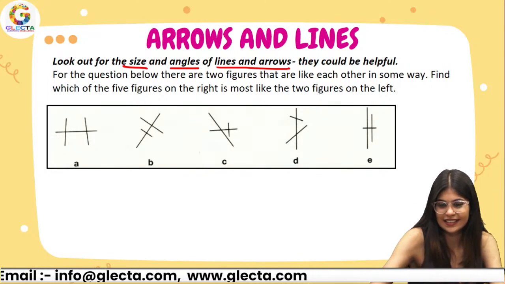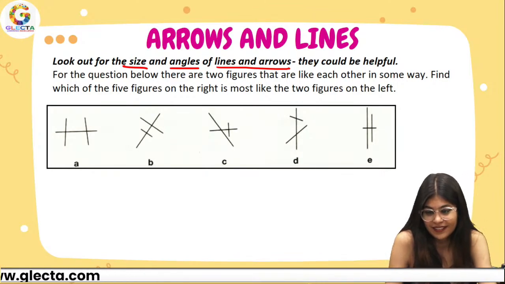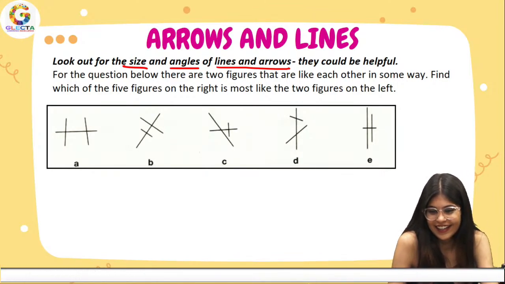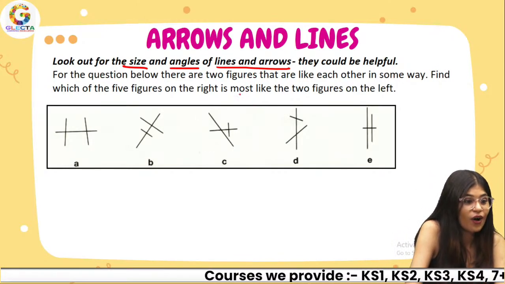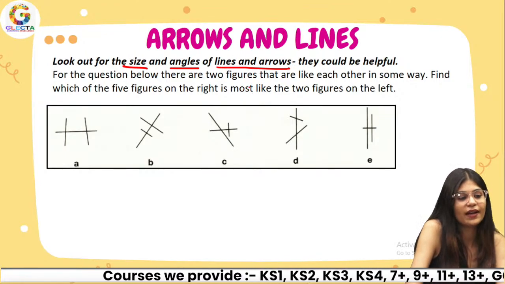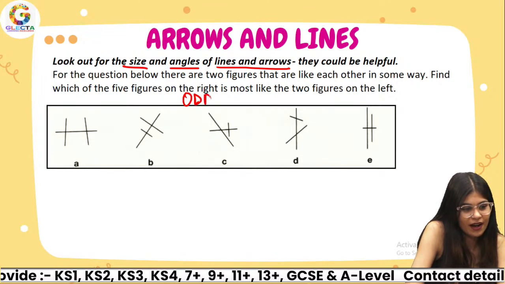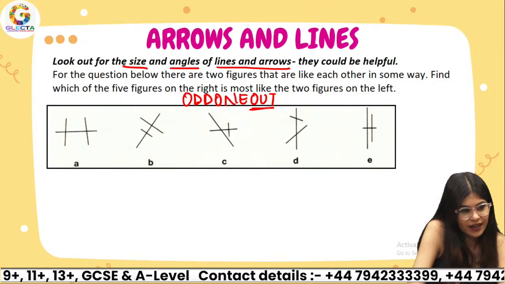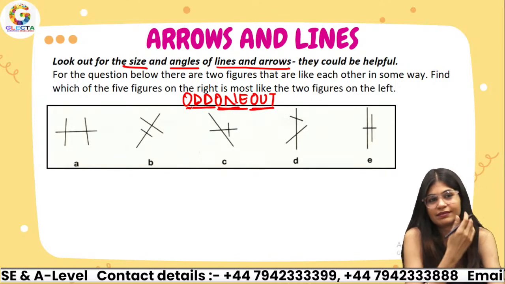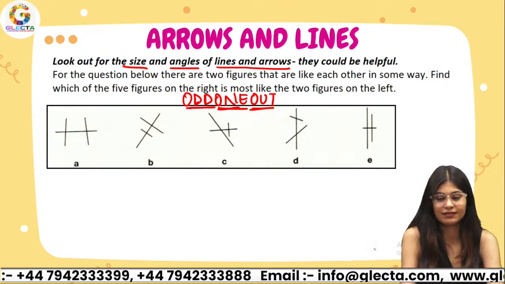Okay, somebody says E. Okay, Nasreen says E. Okay, what are the shapes on the left? There are no shapes on the left. You have to find, oh, right. Okay, no, hold on. Here you have to find the odd one out. Go on, try to find the odd one out here.